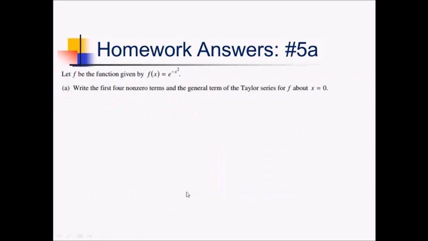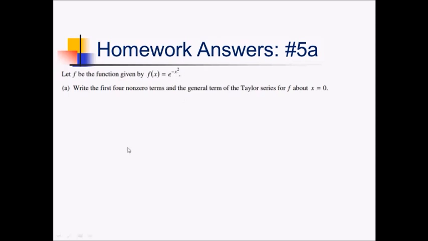For this no calculator free response, we're given this function f of x equaling e to the negative x squared. And our first task is to write the first four non-zero terms and the general term for f about x equals 0. So since this is about x equals 0, this is going to be a Maclaurin series, which means we can start with one of our predefined Maclaurin series, like e to the x, and just transform that to look like this.